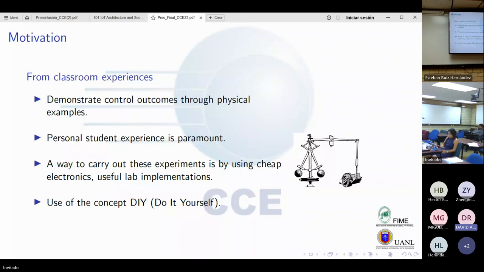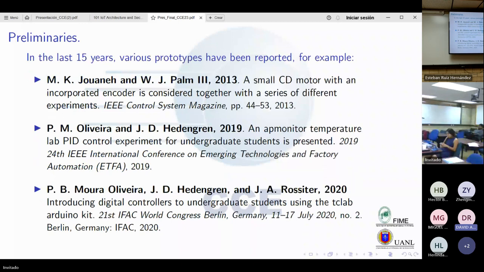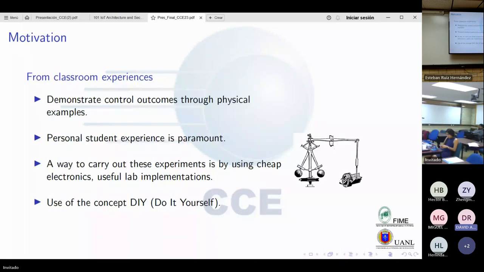So the last point is very important because it is a do-it-yourself concept. The student has to create the plant in order to do the experiments, and in this way they really acknowledge the knowledge that they are trying to grasp. So the next one, please.